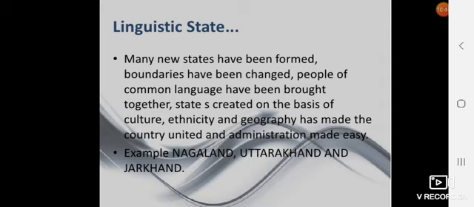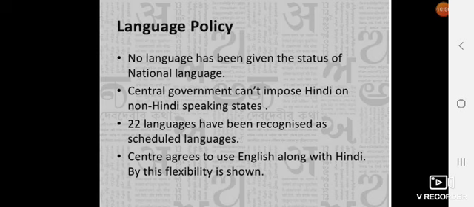The next thing we are going to deal with is the language policy of India. This one is very important. No language has been given the status of national language. People often get confused and used to think that Hindi is the national language of India, but as per the Constitution of India, no language has been given the status of national language. The central government can't impose Hindi on non-Hindi speaking states, mostly in southern and northeastern states of India. So the central government can't impose Hindi on these states.